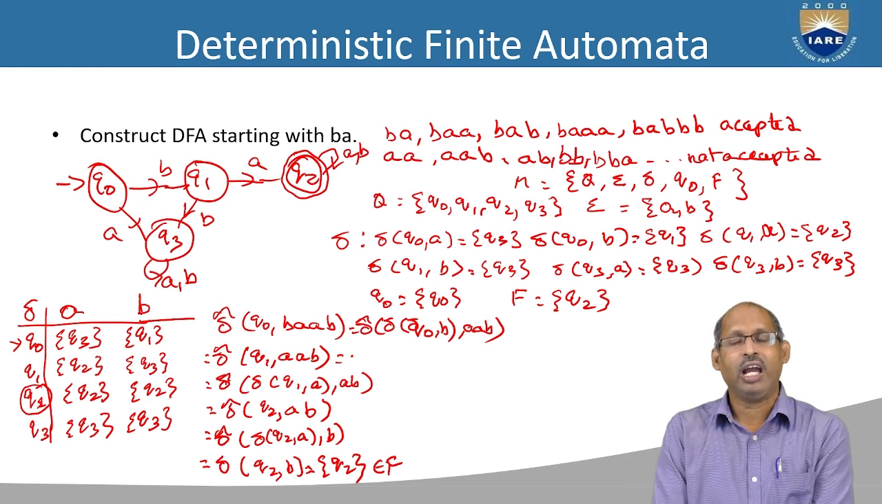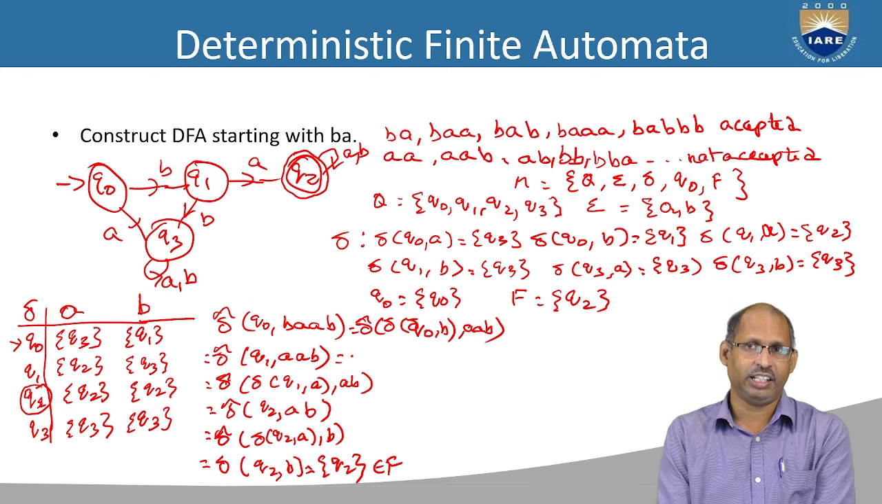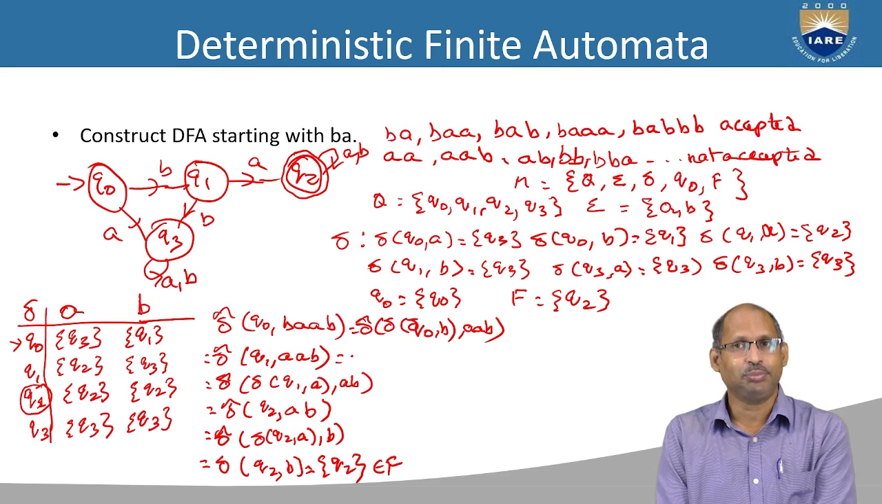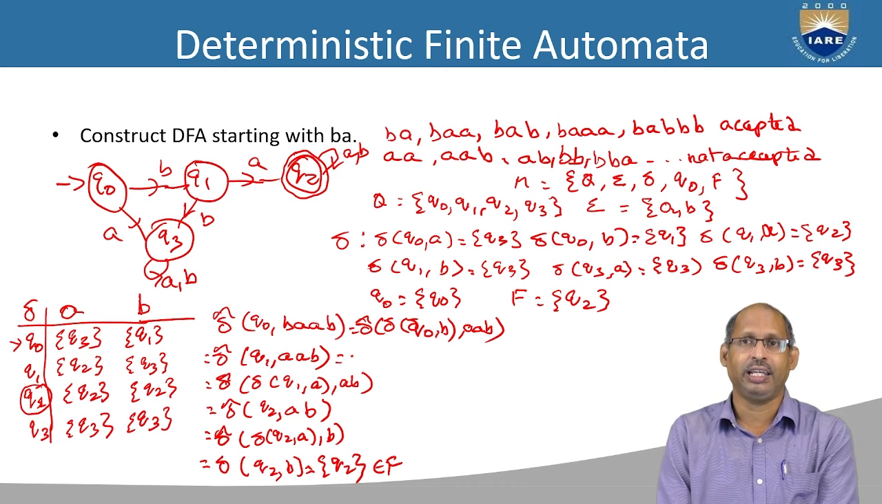So we are getting Q2 as a final state. After accepting the input symbols B, A, A, B, we reach the Q2 state, which is a final state. The string is accepted. Simply, the string is accepted.